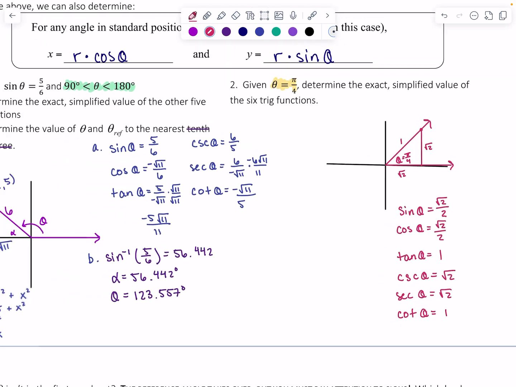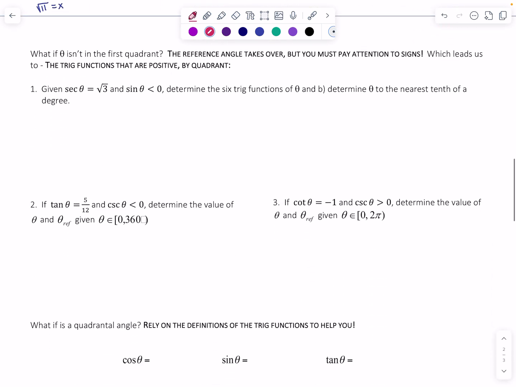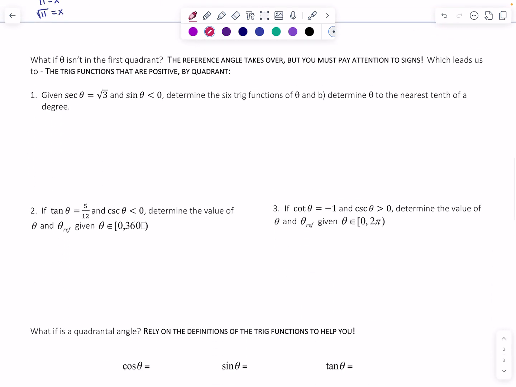So again, you're just making sure that you're sketching your triangles and getting to some of their degrees. All right, so what if theta isn't in the first quadrant? We're going to make sure, like we did before, that the reference angle takes over, but we have to pay attention to signs, because we know that they change by the quadrant that we're in. So this is going to lead us to the trig functions that are positive by our quadrant, okay?